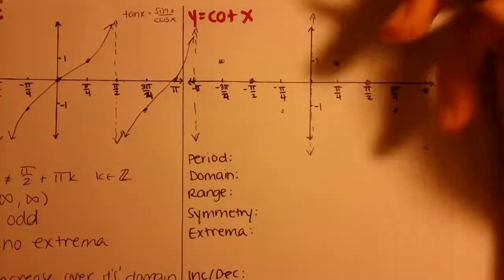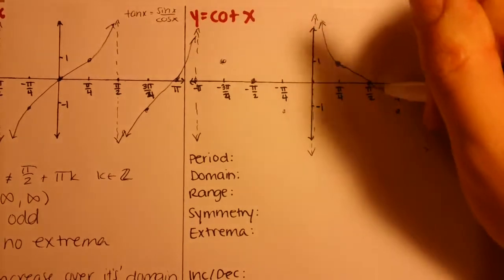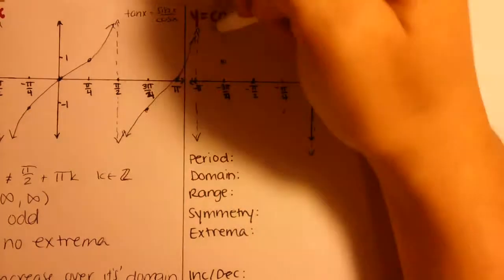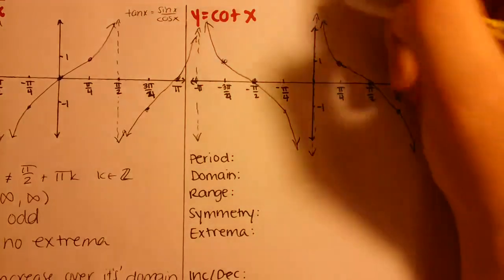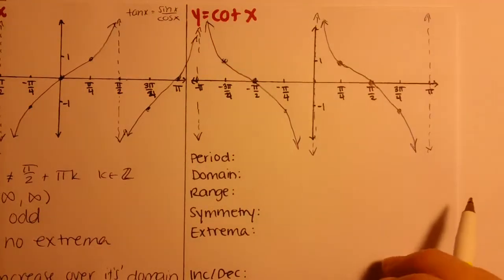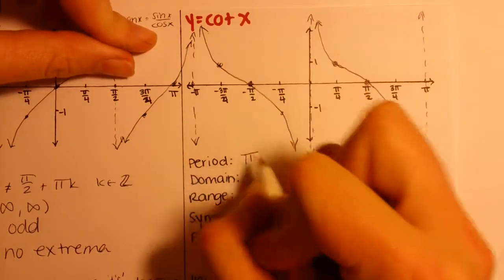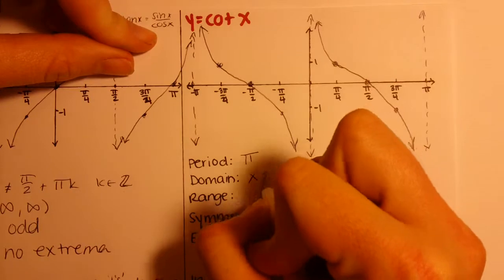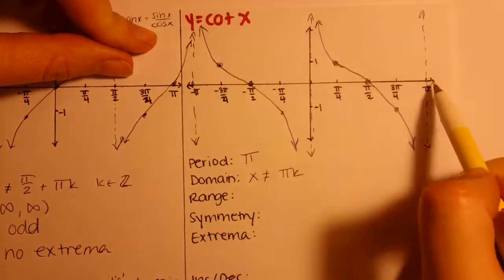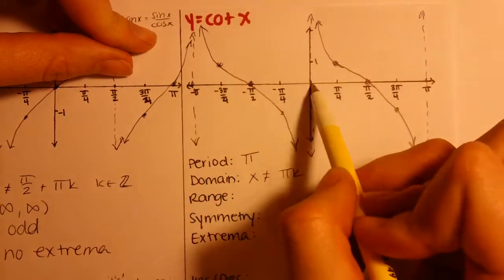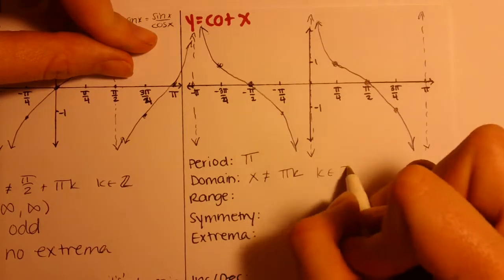And we can see what we have is like the tangent function just a little bit backwards, going the other direction. Make sure you don't forget those arrows. So the period here for cotangent is going to be the same as tangent. It's going to be pi. Our domain is going to be where our asymptotes do not exist. So x is not equal to pi k, where you're adding, you're subtracting pi, where k is an element of the integers.